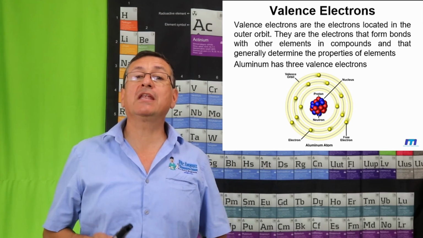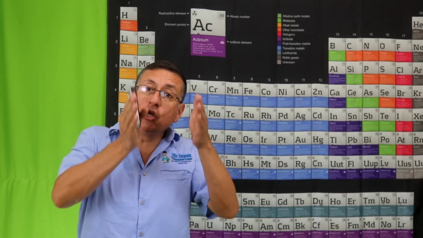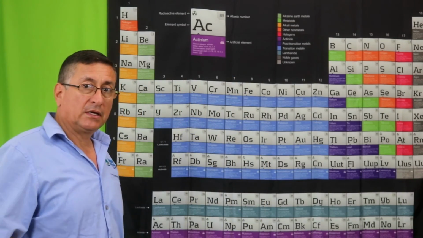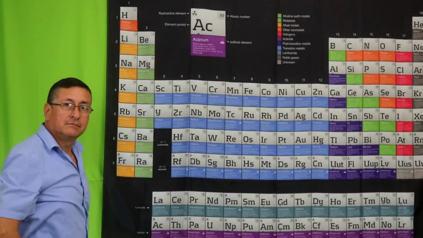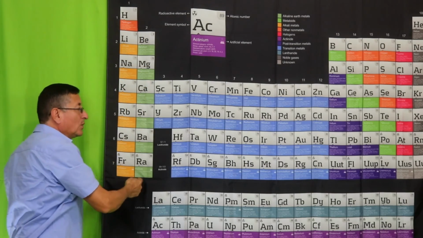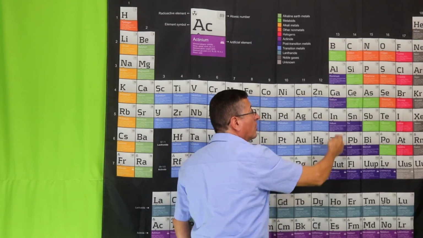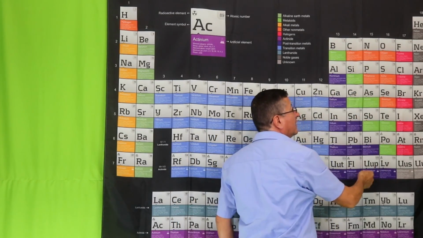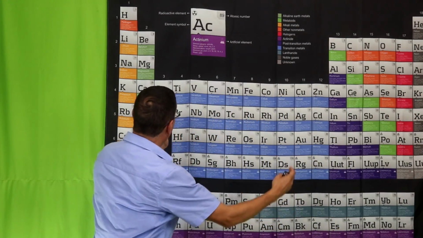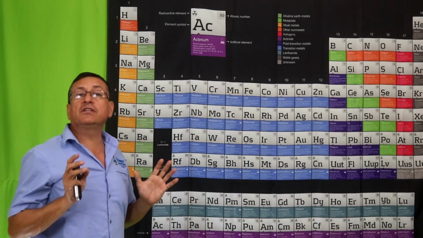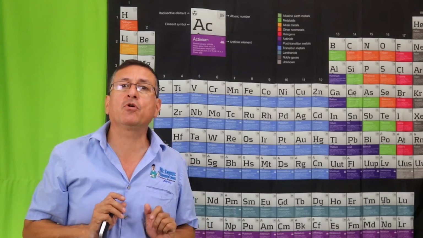Okay. Let me explain something about the organization of the periodic table. The periodic table is organized in groups, vertical groups. Look at the denomination of the groups. This is group number 1. This is group number 2. Now I am going to jump to group number 3, 4, 5, 6, 7, and 8. The elements located in this section are considered transition metals, and they have a special consideration that I am going to explain in a couple of minutes.